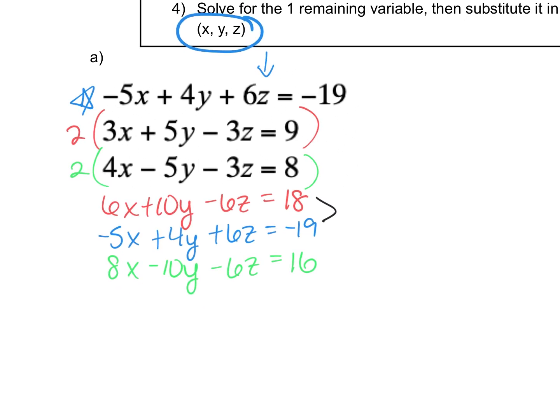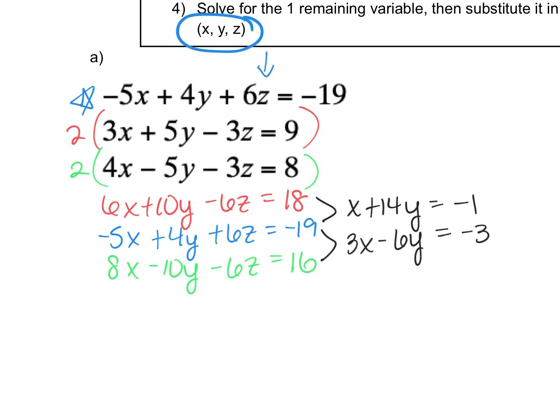So I'm going to add them, so that way the z's cancel. So I have x plus 14y equals negative 1. All right? And then go ahead and combine these two by adding. So that would be 3x minus 6y equals negative 3.